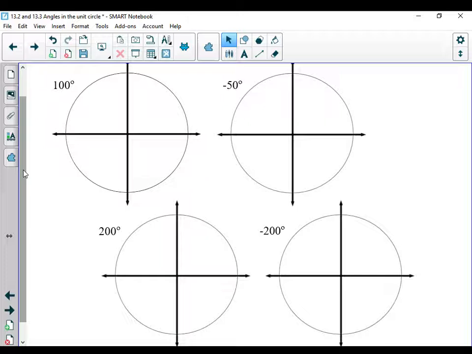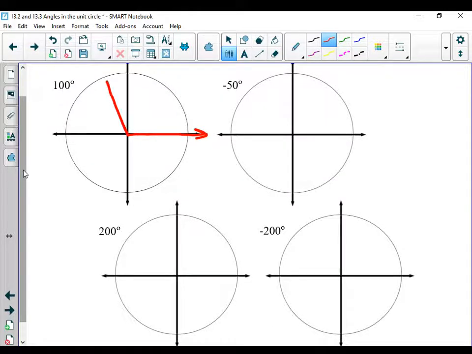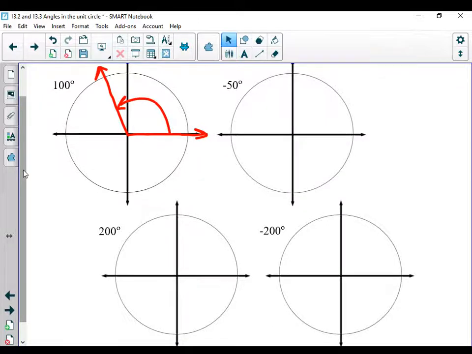Okay, so for the first one, I start with my initial side. And if I know this is 90 degrees up here, I'm just going to go a little bit more. Not asking you to get your protractor out to do it. Okay, so just kind of ballpark it.